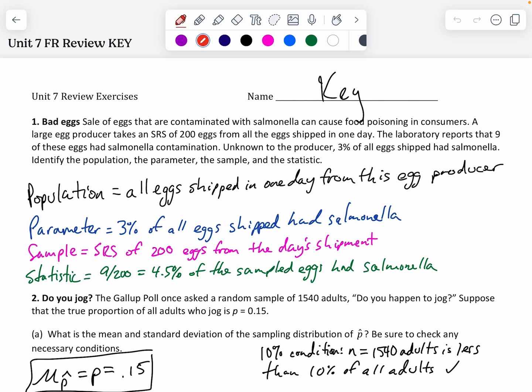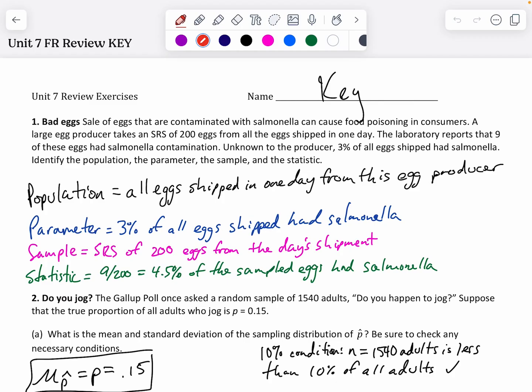It was unknown to the producer, but we were told in the problem that 3% of all eggs shipped had salmonella. So 3% is a population proportion. It's a parameter. It's a number talking about the population. 3% of all eggs, right?